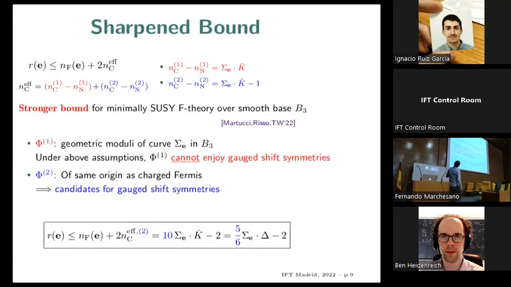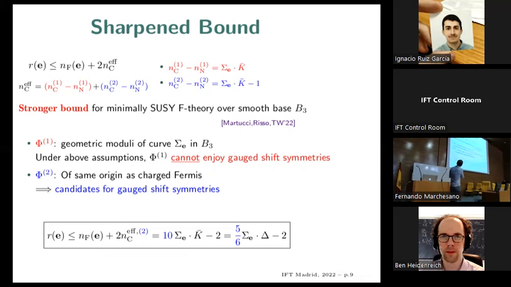But in F theory, we can do more because we know what the nature of the various chiral fields that enter the bound are. And we claim that in fact, only chiral multiplets of the second type, of the blue type, actually contribute to this rank because these are the only ones that can be charged under the gauge group on the seven brane. And more precisely, these chiral multiplets of the first type are really geometric moduli of the curve wrapped by the D3 brane to give the string, and they cannot enjoy any gauged shift symmetries with respect to the seven brane gauge group. So they should not really appear in this formula here.